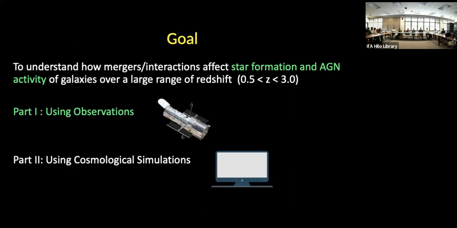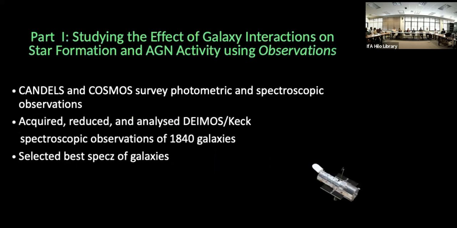So the first part is using observations. From now onwards, at least for this part of my PhD work, if you see this symbol of the Hubble telescope, it's based on observations. And if you see this computer, very geniusly, that's based on simulations. So for the observation study, as I mentioned, I am really interested in this relatively high redshift stuff.